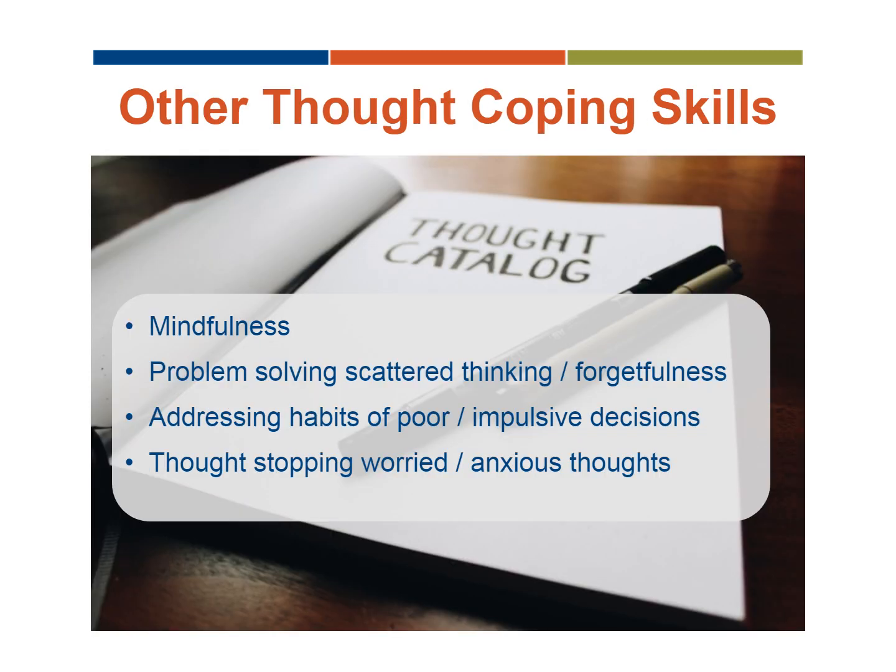So Kari spoke about cognitive restructuring as one set of strategies for addressing distorted or unhelpful thinking patterns or ways of interpreting events or situations. This slide lists a number of other coping skills that also target distorted thoughts that you may find helpful. For example, mindfulness, problem solving, and strategies for scattered thinking or forgetfulness. You can help your patients address habits of poor or impulsive decisions, and also thought stopping, some simple technique to help patients cut off worried or anxious thoughts when they experience them.